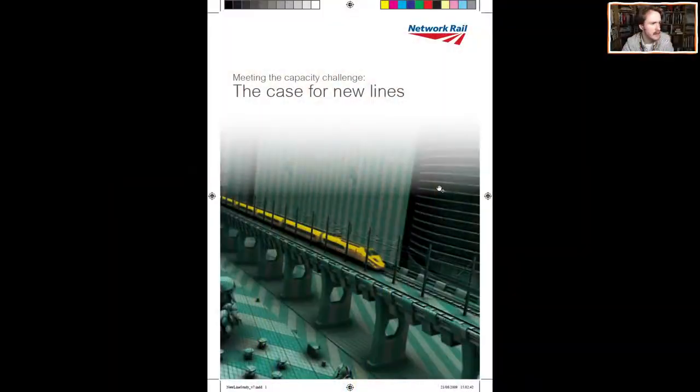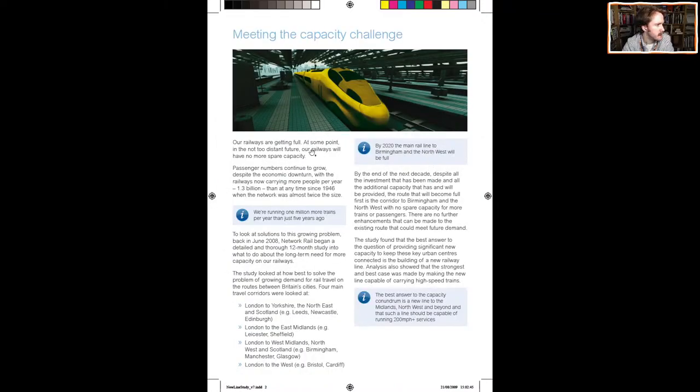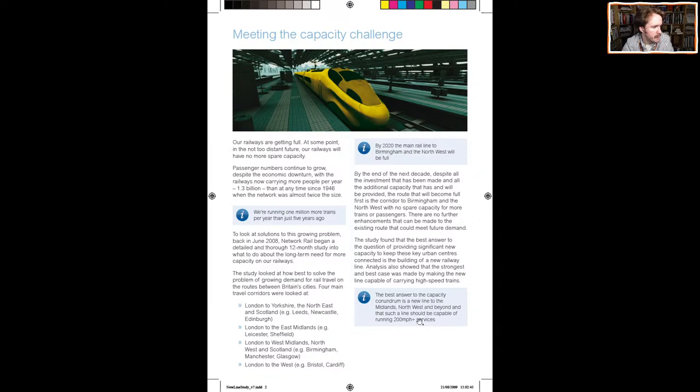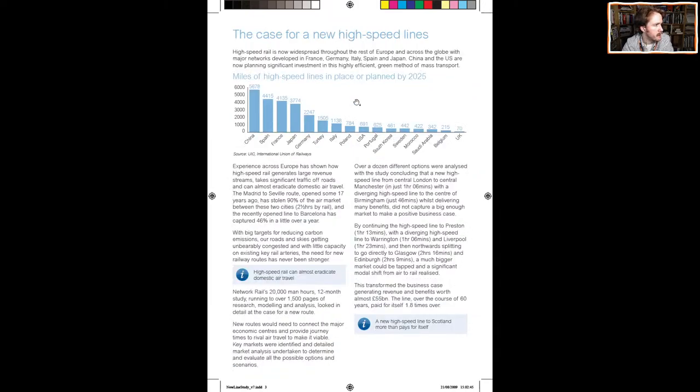Let me go small face again. This should be it. Case for new lines. Our railways are full, fine. Solutions, passenger numbers, capacity by the end of next decade. Fine. Answer to the capacity conundrum, a new line to the Midlands, north, and so on.